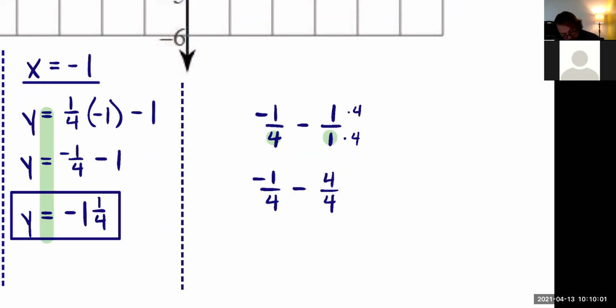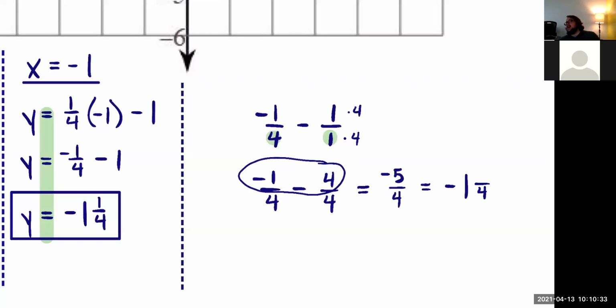Yeah. Sure. At that point, once you have common denominators, the denominator is going to stay the same. But then you're going to subtract the numerators. -1 take away 4 is -5. So you end up with an improper fraction, at which point I ask you, how many times does 4 go into 5? Once, which gets me to 4. Still have the denominator here. 4 is how many away from 5? 1.